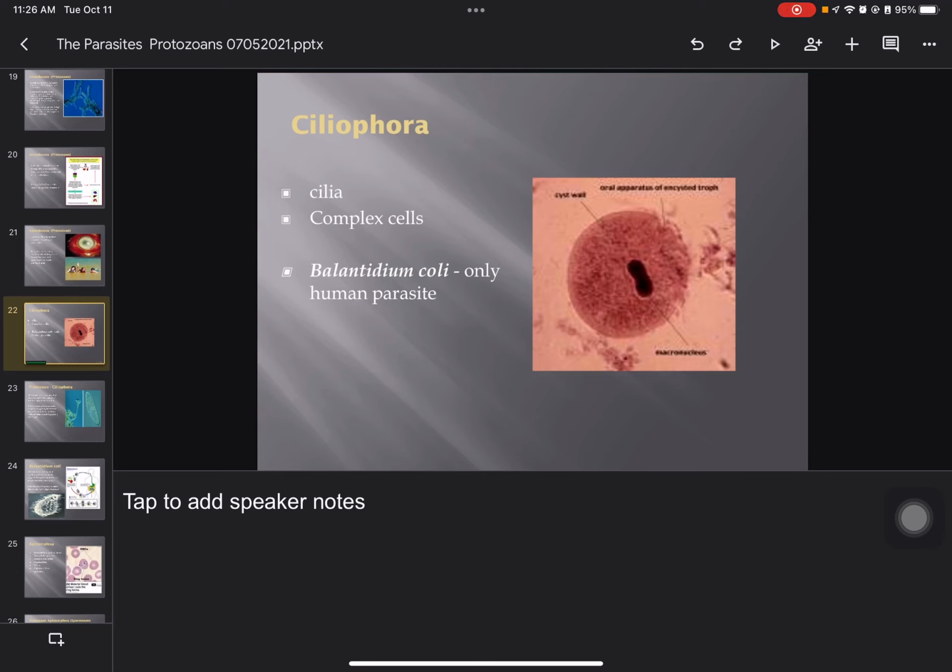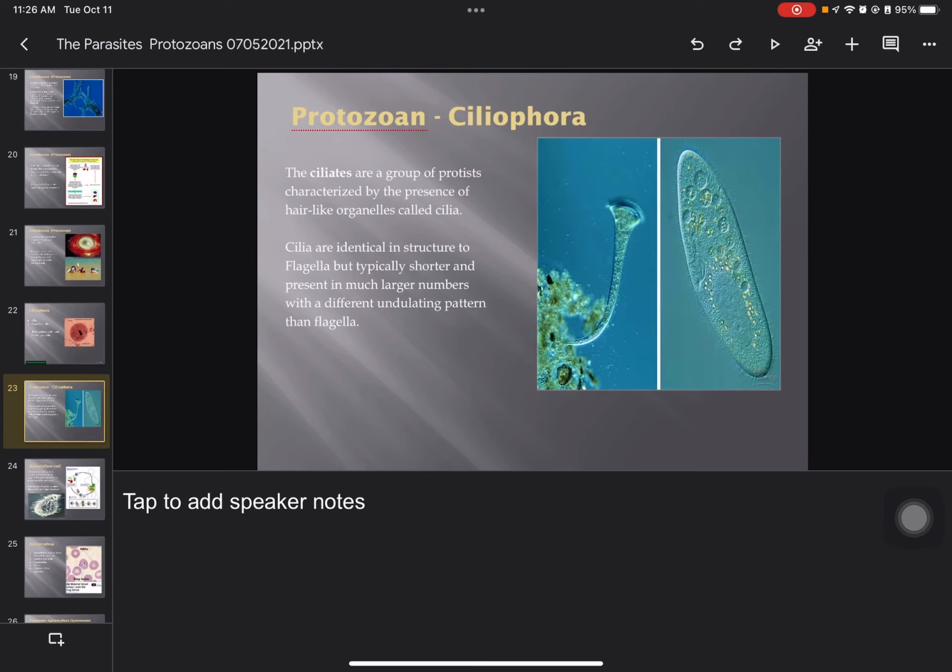Isn't that cool? So a termite would be an example of this? No, the ciliate in it would be. Oh, the ciliate. And so there are many different ones. Here's a couple of them. Look at them. So this is a paramecium, a stentor. Look at how beautiful they are. You can see the cilia, right?